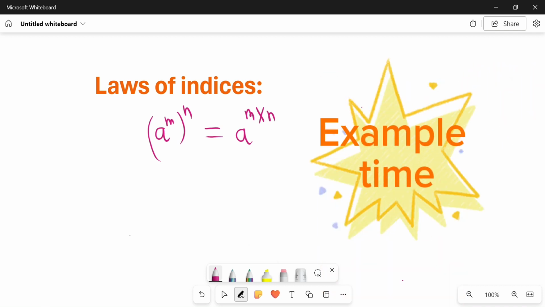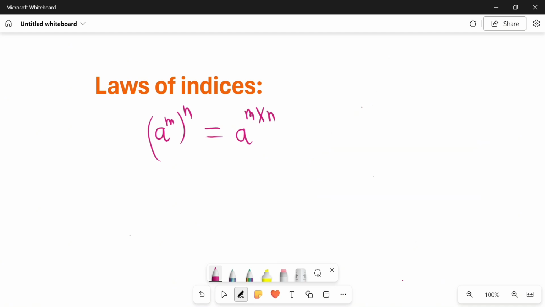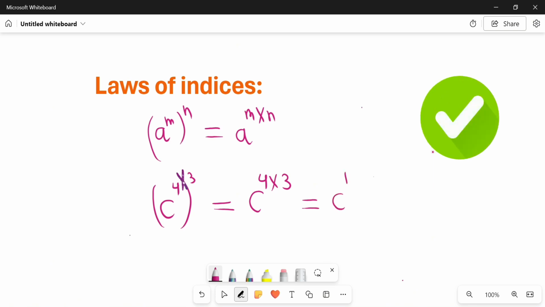Let's take an example of that. If we have c to the power of 4, and that's raised to the power of 3. So as you can see here, we have a power inside of the bracket and we have another power outside of the bracket. What we do is we multiply the powers. So it would be c to the power of 4 times 3. And c to the power of 4 times 3 is c to the power of 12.